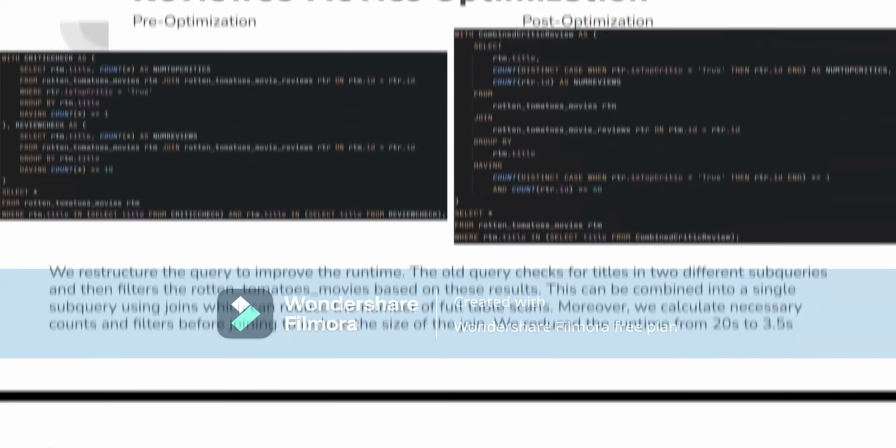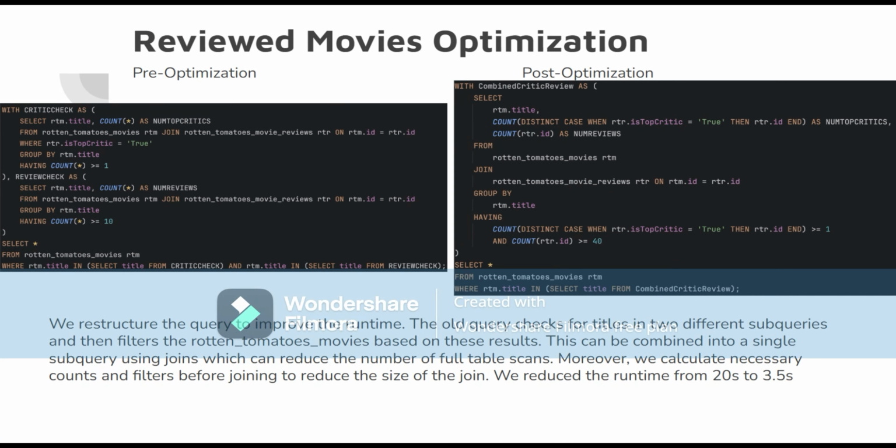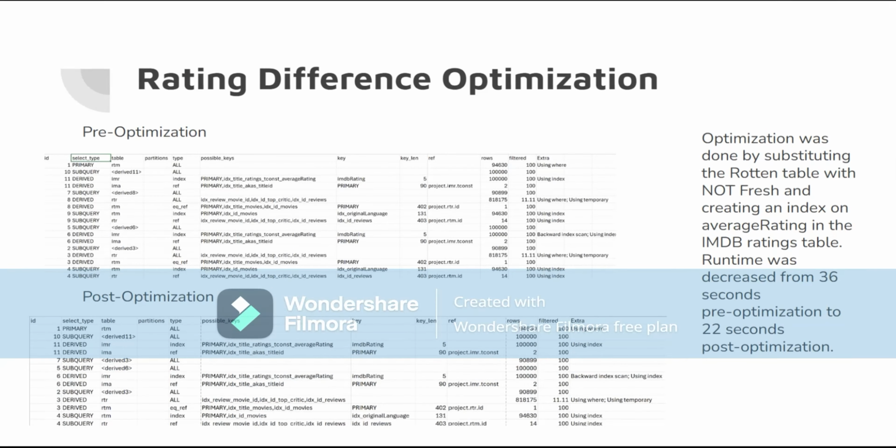The reviewed movies query gets all movies that meet certain review criteria. To optimize this query, we take our 2 subqueries which check for different review conditions and combine them into one subquery, combined critic review, in our post-optimization query. We also calculate necessary counts and filters before joining in our post-optimization query, reducing the runtime from 20 seconds to about 3.5 seconds.